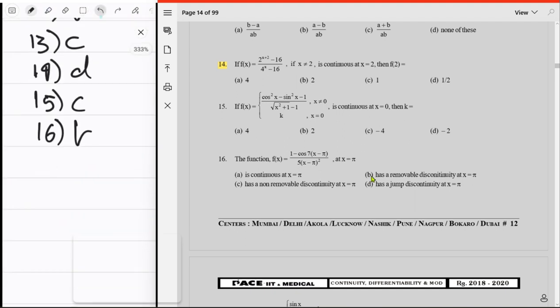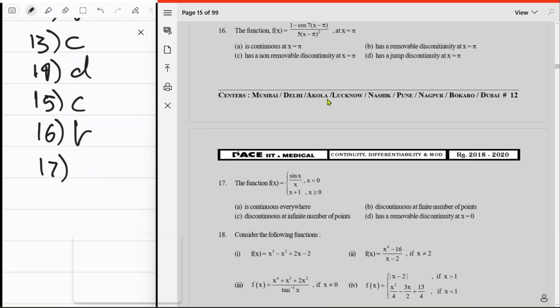17th. The function f(x) is equal to sine x upon x plus 1. Sorry, and x plus 1. So if x is negative, then it's this thing. And if x is positive or equal to 0, it's this thing. It's continuous everywhere. When x is not 0, this does look defined everywhere, and it's continuous upon continuous, so it's continuous. Yes, and that should be the thing.